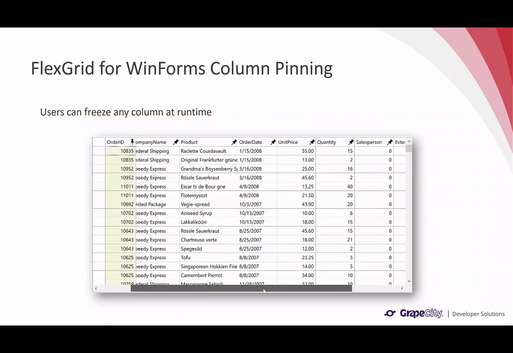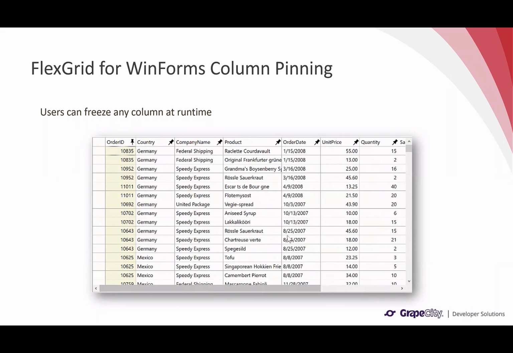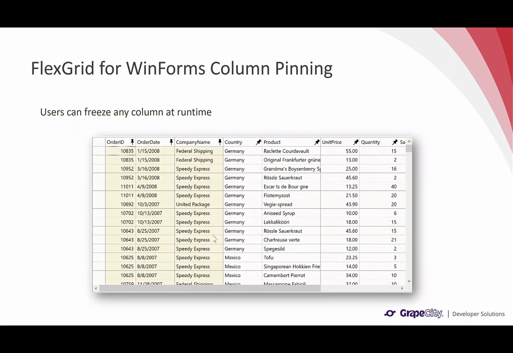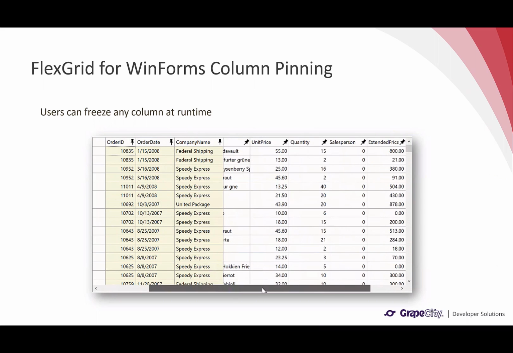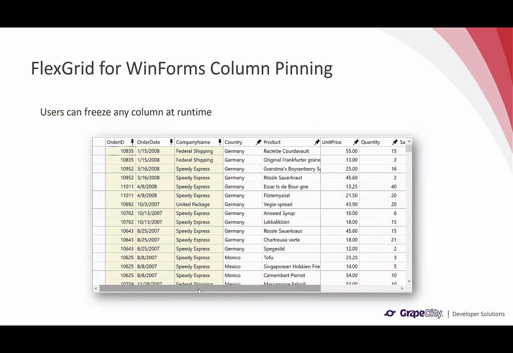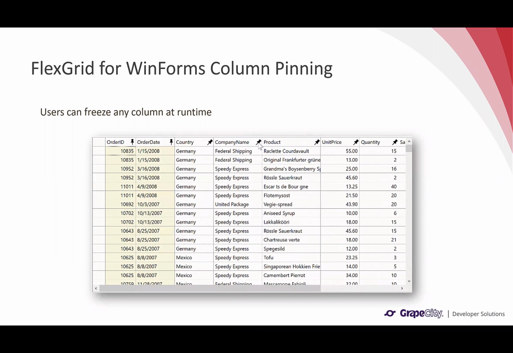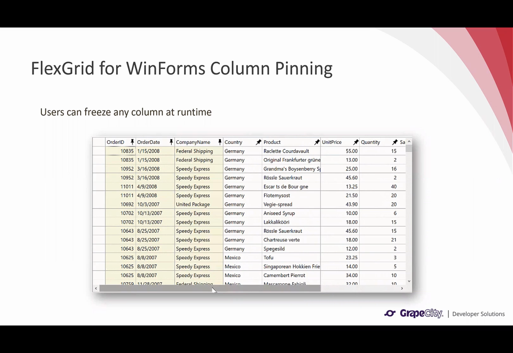For FlexGrid, we've added a few helpful new features, including column pinning. With column pinning, users can now freeze columns at runtime. Pinned columns are automatically moved to the left and frozen during scroll. And this feature is enabled by just setting the allow pinning property to a single column or column range to allow the users to pin the columns. And this feature is supported in .NET Framework and higher, including .NET 5.